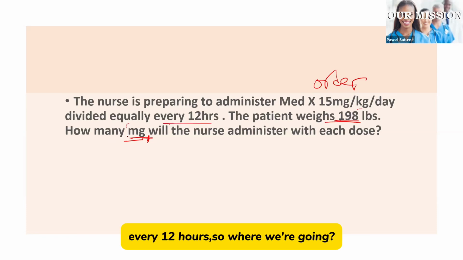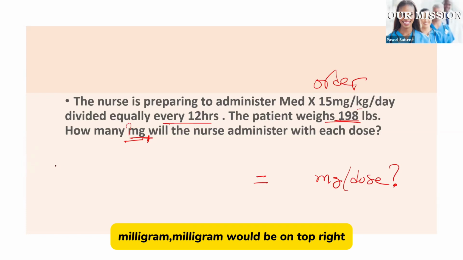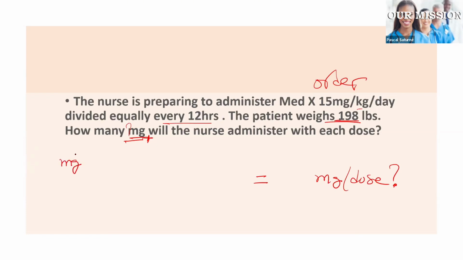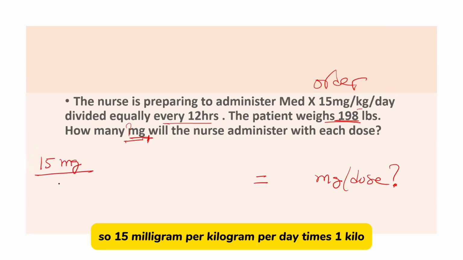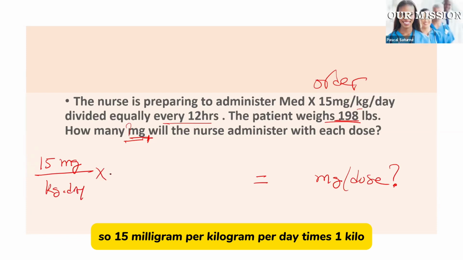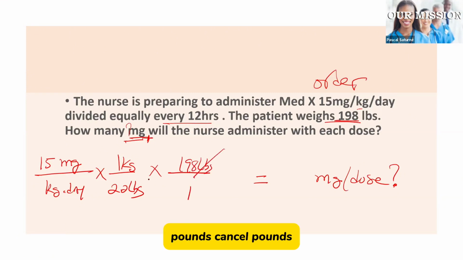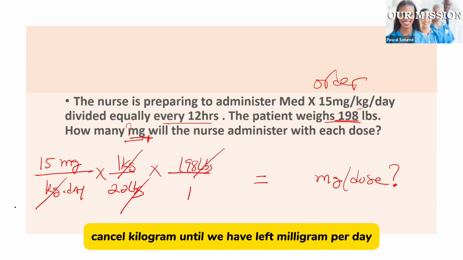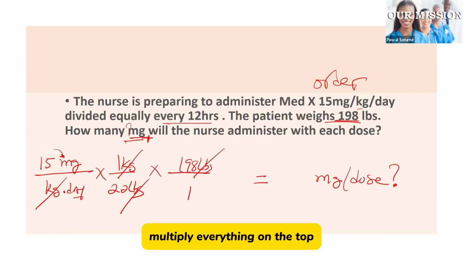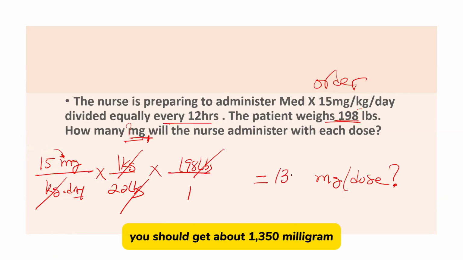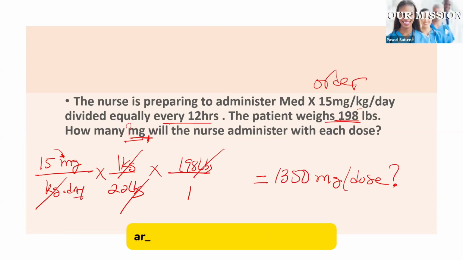So where we're going, milligram. Milligram would be on top, right? So 15 milligram per kilogram per day times 1 kilo, we have 2.2 pounds. Patient weighs 198 pounds. Pounds cancel pounds. Kilogram cancel kilogram until we have left milligram per day. Multiply everything on the top, everything at the bottom. You should get about 1,350 milligrams. Are we done?